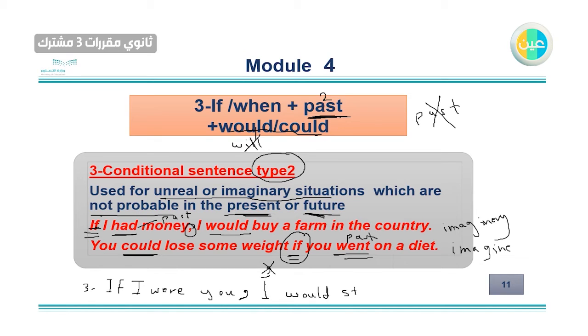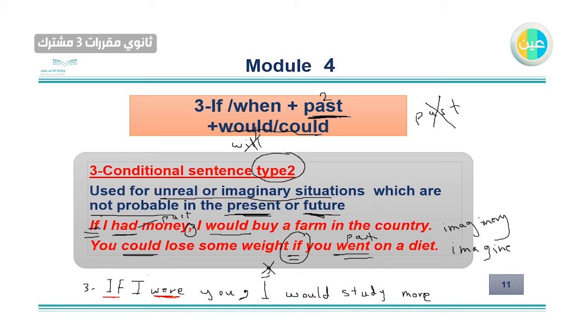Let's look to this sentence. Is it type 1 or type 2? Of course, type 2, yes. As you can see, you have if, okay? And with if you have which tense? The past, yes. So if, and here you have were, the past from are. If I were you, I would, the past, I would study more.